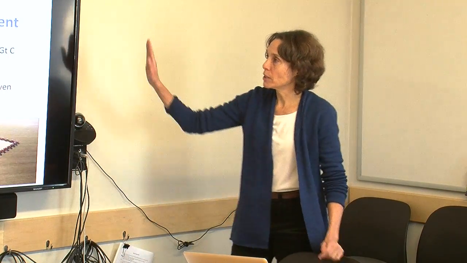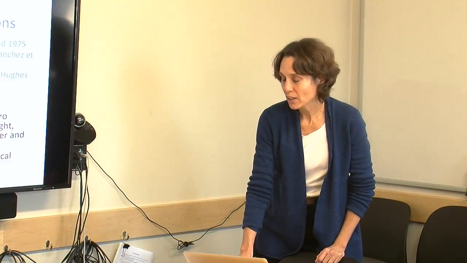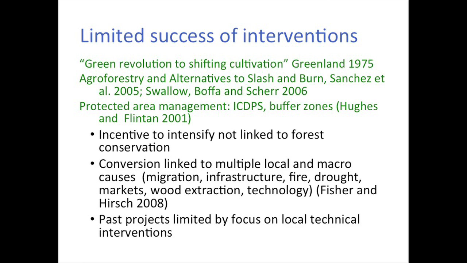Okay, so we know that intensification is not enough, but we also know that we've had all kinds of efforts over the last 50 years to try to stop farmers from going into forests, in many, many different ways. In the early 1960s, it was bring the Green Revolution to shifting cultivators. And then we had this huge multi-year project that's actually still going on called Alternatives to Slash and Burn. There's a lot of focus in these years on the farmers who were cutting forests and burning them. And then we've had, and a lot of people here have been involved in, protected area management or ICDPs.